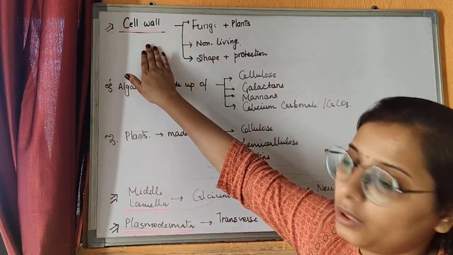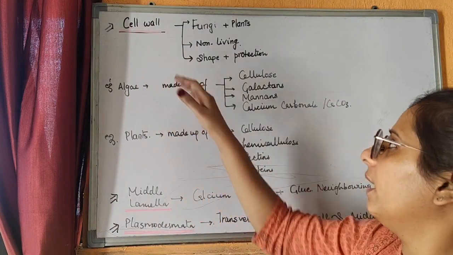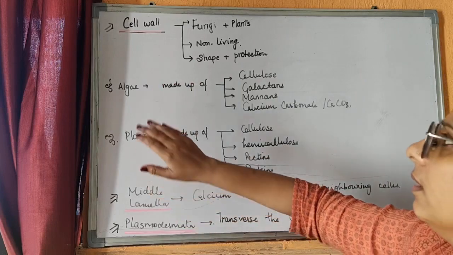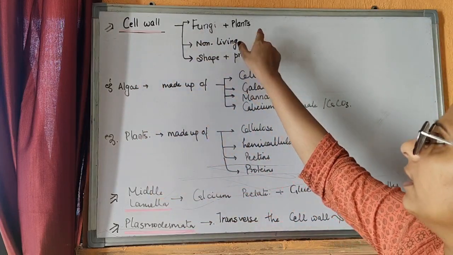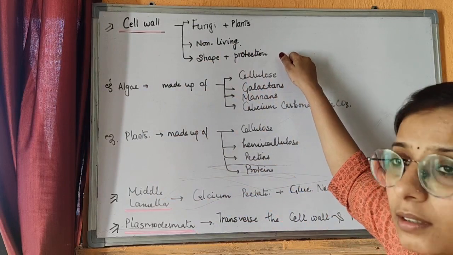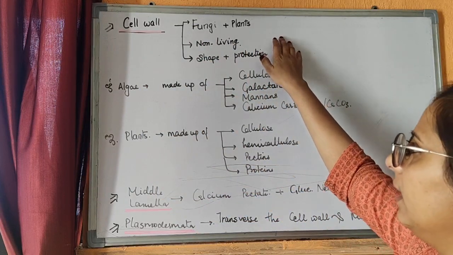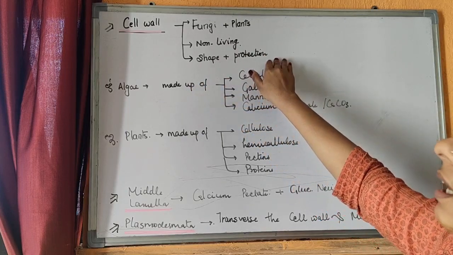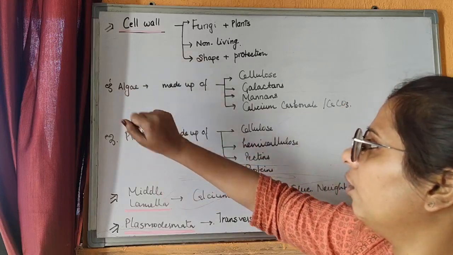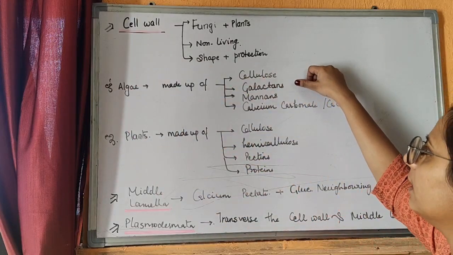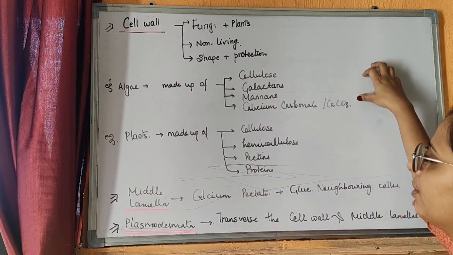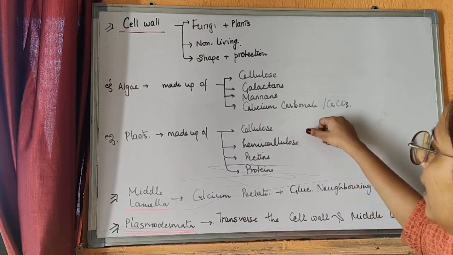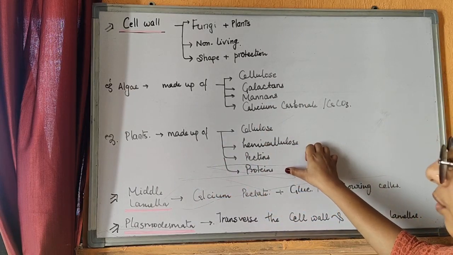Now, two or three points have to be added about the cell membrane and the cell wall. The cell wall is present in fungi and plants, and it is a non-living part of a cell. It is important for the shape of the cell and its protection from the outside environment. The cell wall of algae is made up of cellulose, galactans, mannans and calcium carbonate, while the cell wall present in plants is made up of cellulose, hemicellulose, pectins and proteins.